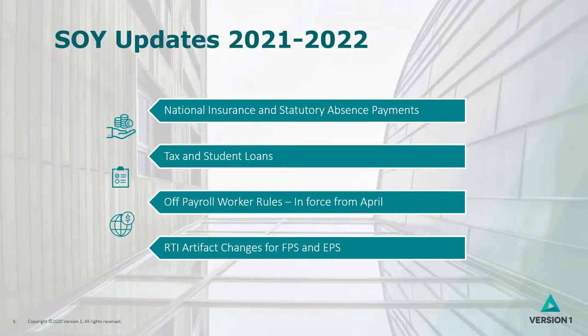Moving on to the start of year updates, I've grouped these into four key areas: national insurance and statutory absence payments, tax and student loan, just a reminder around the off-payroll worker rules, and any changes that are happening to RTI.